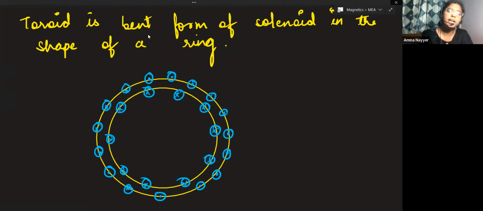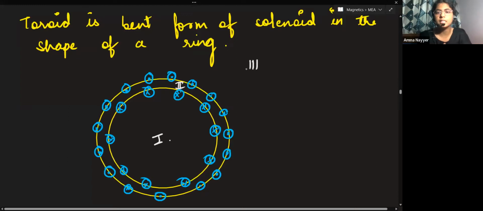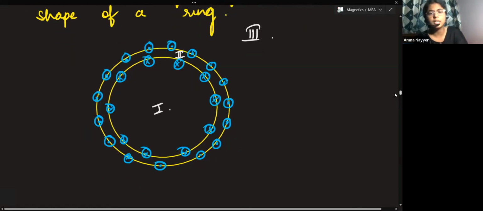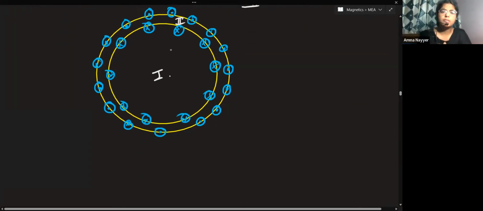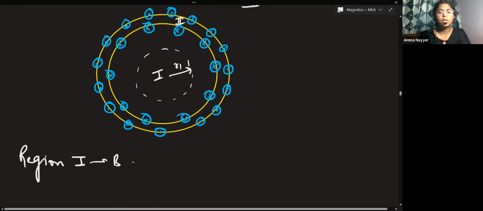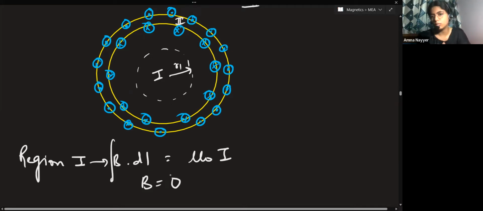Now basically we'll divide it into 3 regions. This is region 1, this is region 2, and this is region 3. Let's individually solve all 3 regions, then we'll be able to understand it. Let's talk about region 1. The first step is always to choose an Amperian loop. I have chosen this. In region 1, let's say the radius is R1. So the integral of B dot dl will be equal to mu naught I. But in this first region, the magnetic field line is not getting enclosed, so B is 0 directly.